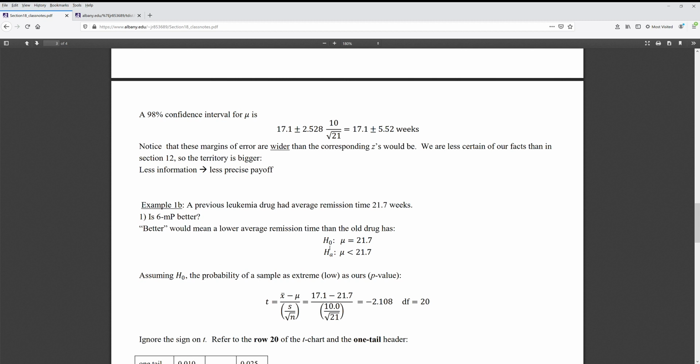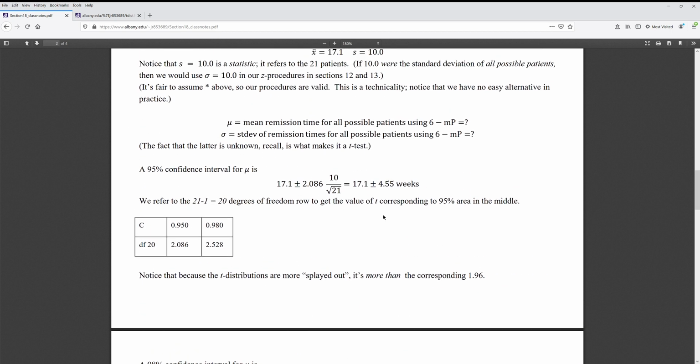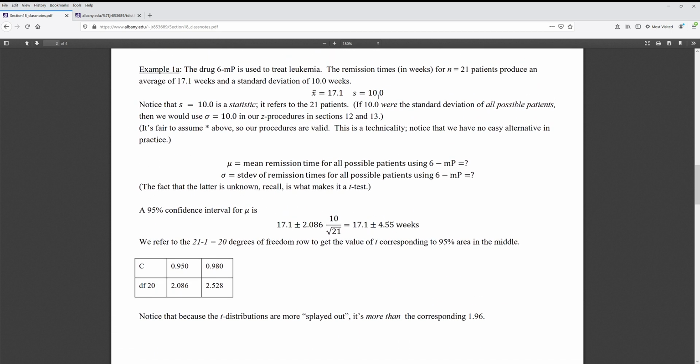So we do this exactly as before. Assuming H0, what's the probability of a sample as weird as ours? What does that mean in this case? As low as ours. Assuming that the drug works exactly the same as the old drug, how weird is it that 21 patients had an average this low, 17.1? I think I mentioned the 10 earlier, but it's the 17.1.